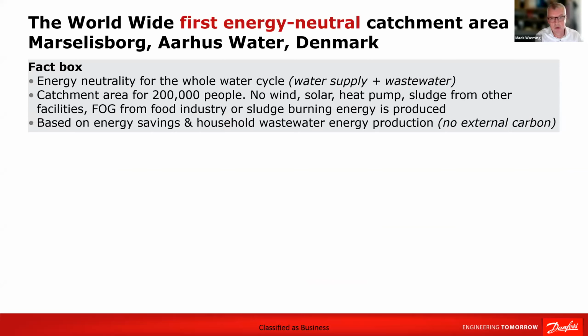And what is super important is that there's no wind, solar, heat pumps, sludge from other facilities, or anything from the food industry used. There's no sludge burning, there's nothing. There's basically just household wastewater, no tricks, but advanced control of the facility. So the good thing about that is that because of that, it's possible to copy what has been done.